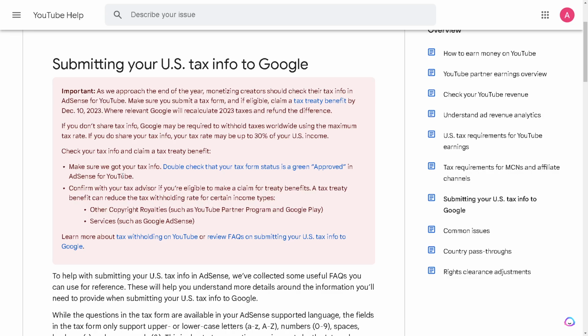Now, check your tax info and claim a tax treaty benefit. Make sure they got your tax info, alright? And confirm with your tax advisor if you're eligible to make a claim for treaty benefits. A tax treaty benefit can reduce a tax withholding rate for certain income types. Say, for example, other copyright royalties such as YouTube Partner Program and Google Play services such as Google AdSense.